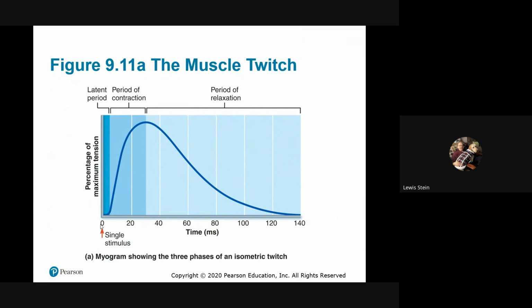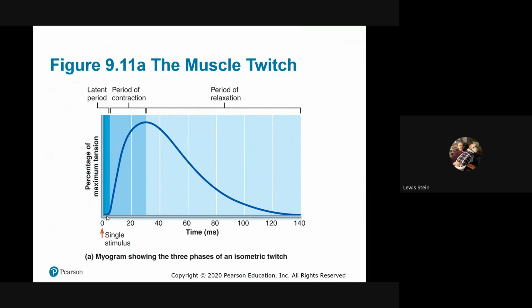simple single stimulus. Okay, that's called a twitch. We do this in the laboratory. So what happens, it's going to contract rapidly, it's going to relax more slowly. This is, we're talking about milliseconds here. This is, what is this? 2 or 3 thousandths of a second.